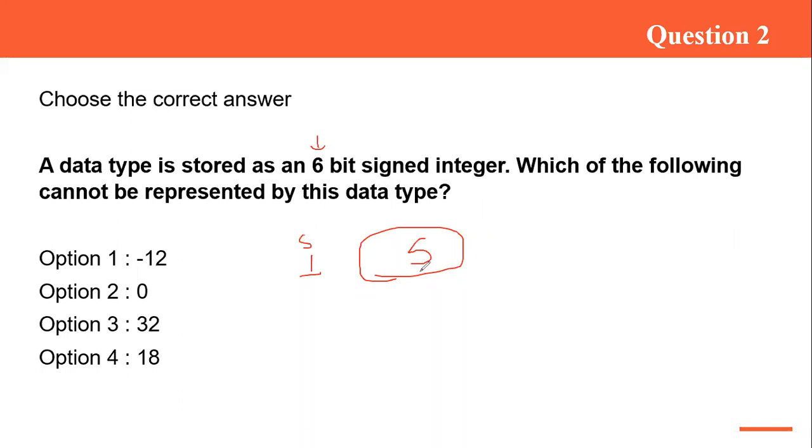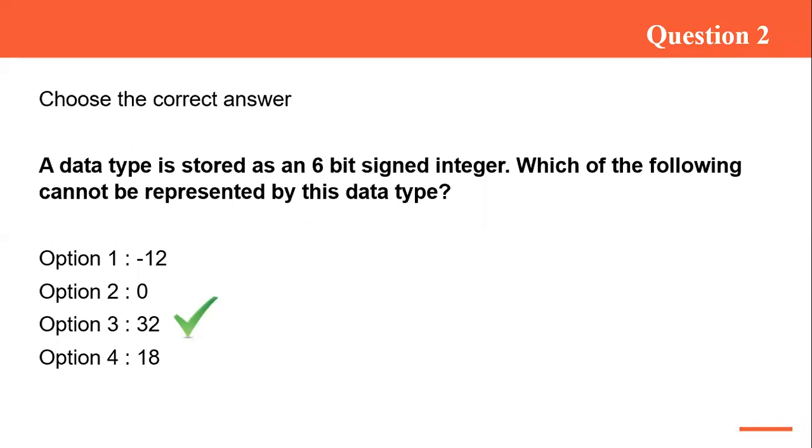If it is plus 32, we need 6 bits. If it is minus 32, we need 7 bits. As it is signed integer, we have to consider sign also. So for sign, we'll use 1 bit, and for the remaining bits we represent the number. So 5 bits maximum is 31. So I cannot represent 32. I hope everyone understood that. The answer is 32. Clear? People who said other answers, I hope you got it.